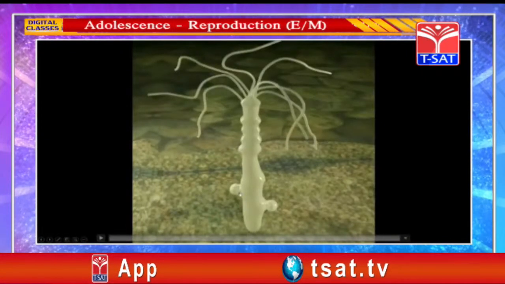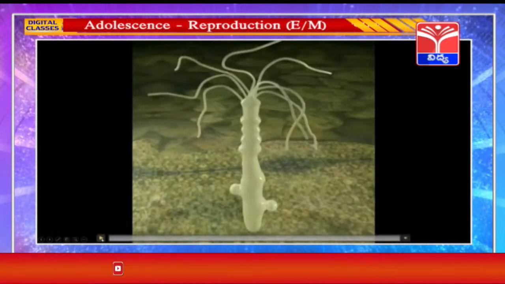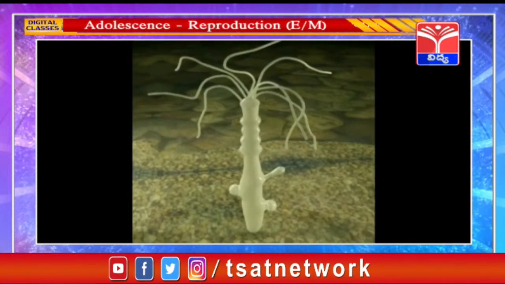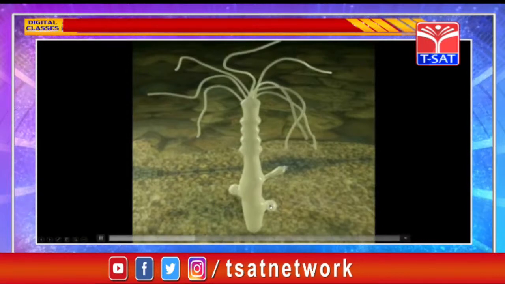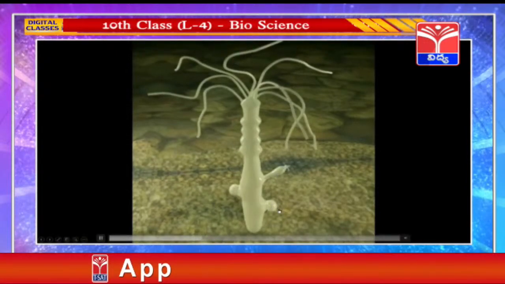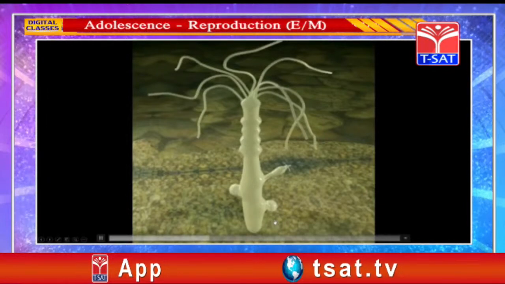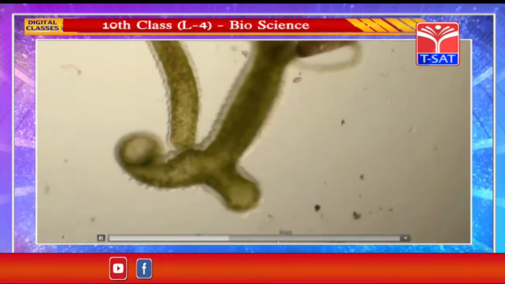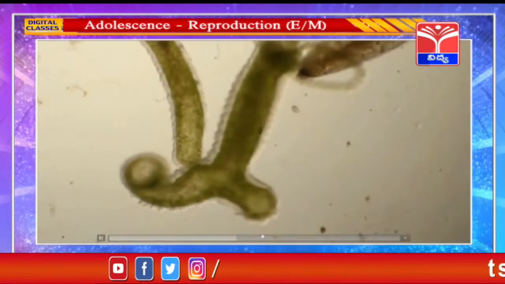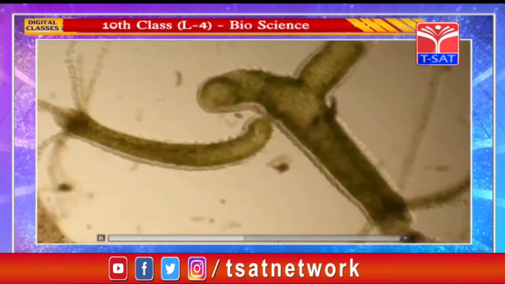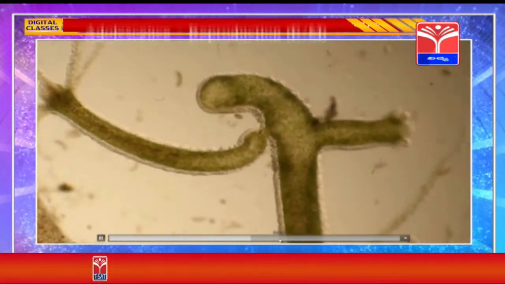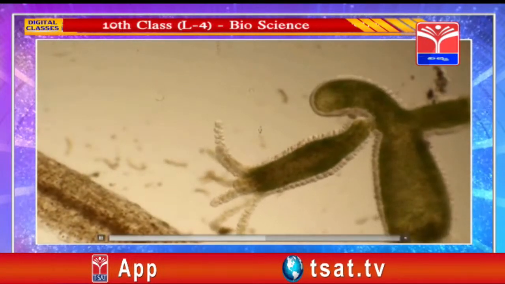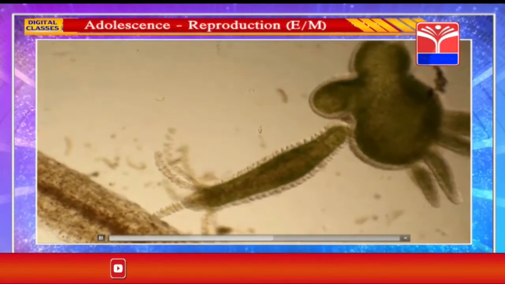Students, observe this video. Here you can see the budding in hydra. In hydra, first a small outgrowth called a bud forms. Here you can see buds on the hydra. These buds are formed on the side of its body by the repeated divisions of its cells. This bud then grows gradually to form a small hydra by developing a mouth and tentacles. And finally, the tiny new hydra detaches from the body of the parent hydra and lives as an independent organism.